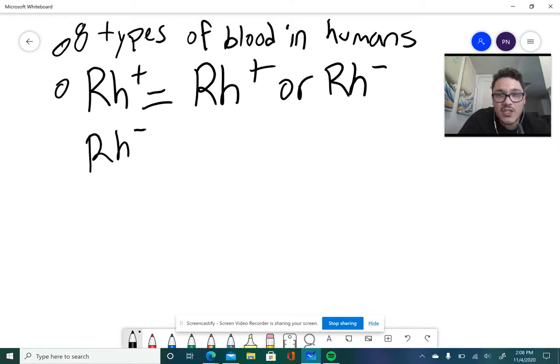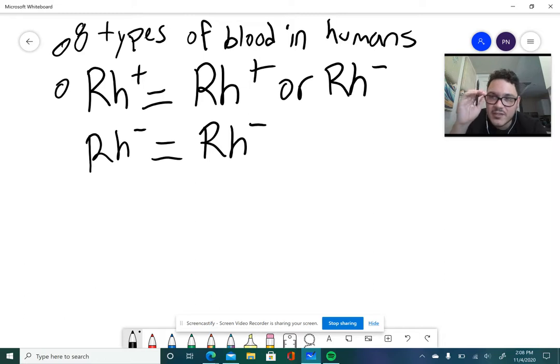So we're good. But what if you are someone who's Rh negative? If you're Rh negative, you can only receive blood, sorry, you can only receive blood from other Rh negatives. This equal sign that I'm showing here indicates that you're receiving blood from other people. So if you're Rh positive, you can receive blood from other Rh positives or Rh negatives. If you're Rh negative, you can only receive from other Rh negatives.